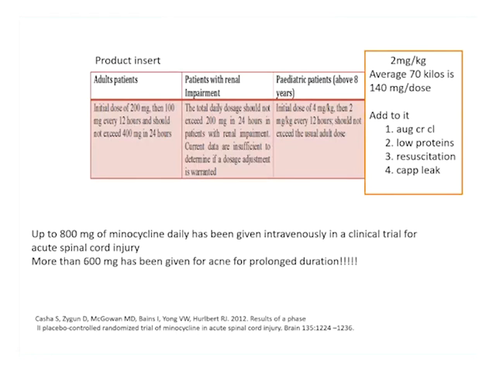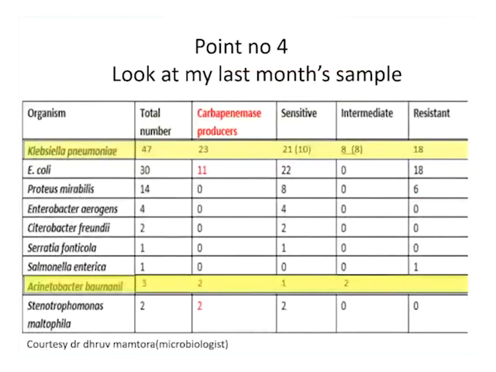So I don't think that higher dose will be a problem, especially because look at my last month's sample. My last month's sample actually shows Acinetobacter baumannii, which is sensitive or intermediate to minocycline and resistant to everything else, including Klebsiella pneumoniae. Look at Klebsiella pneumoniae. 23 carbapenemase producers, 10 sensitive, 8 intermediate, only 18 resistant. And 50 to 60% of my patients that are carbapenem resistant or colistin resistant are sensitive to minocycline. And that is why this particular drug is of great importance, especially if used in the right proportion.